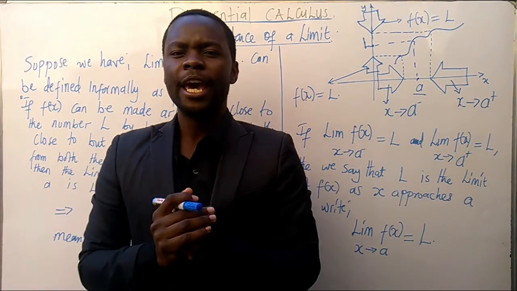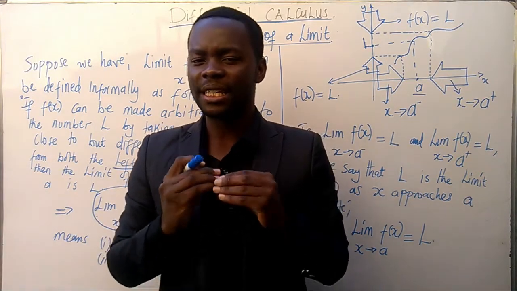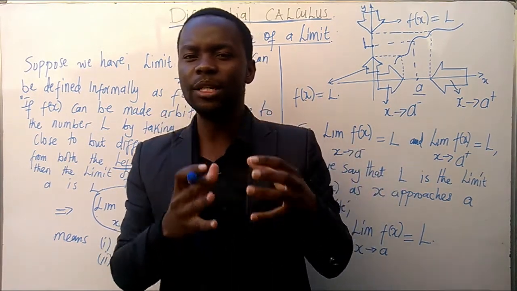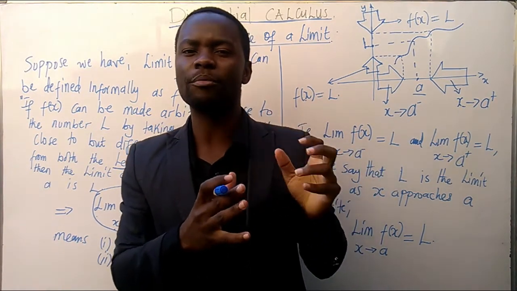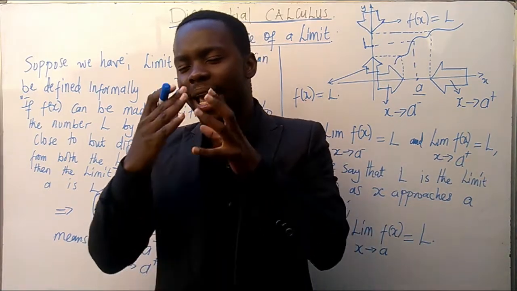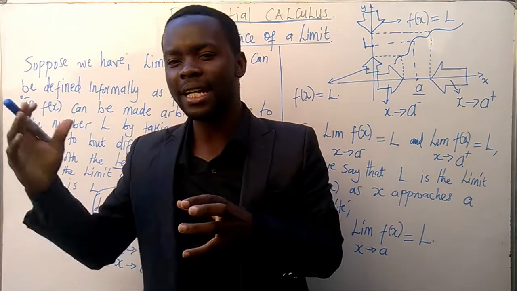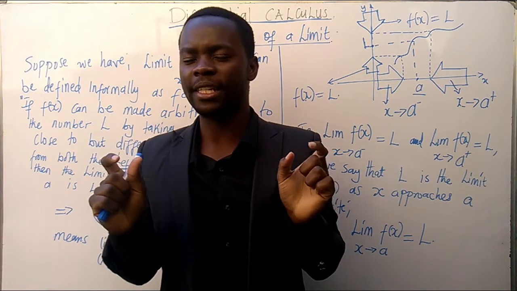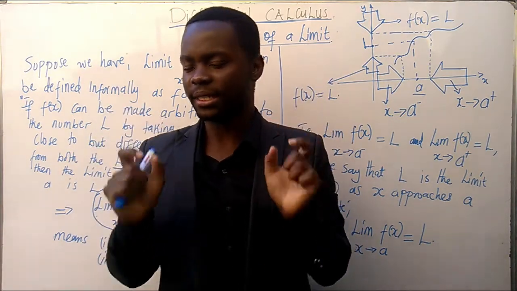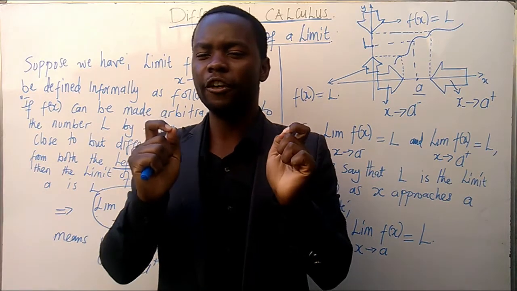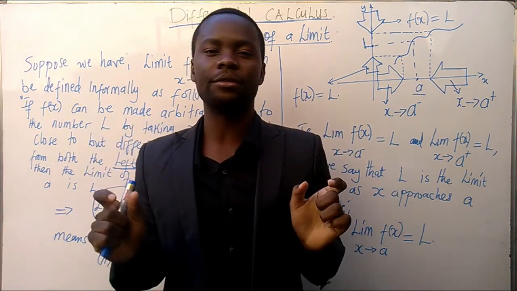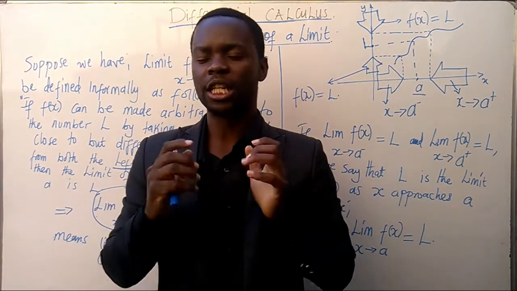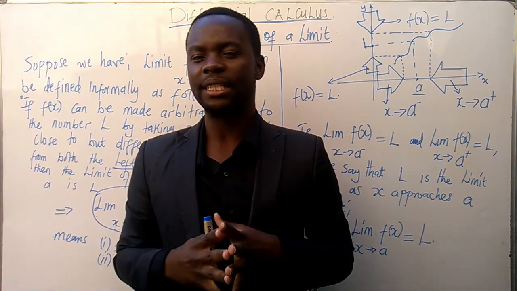In summary, for you to state whether the limit exists or not, you must check the limit on the left hand side, calculate the limit as x approaches that number from the left hand side, as well as from the right hand side. If the value you obtain for f of x is the same, then the limit exists. But if it gives you different answers or different values, then the limit does not exist. Very simple concept of checking whether the limit exists or not.